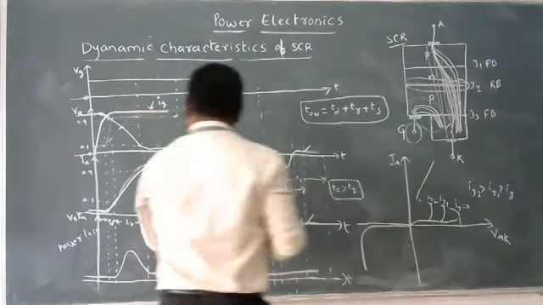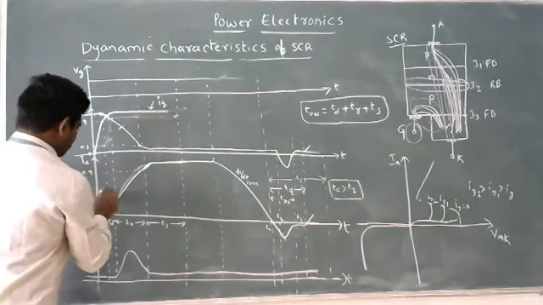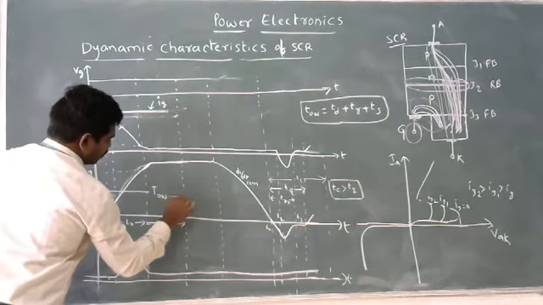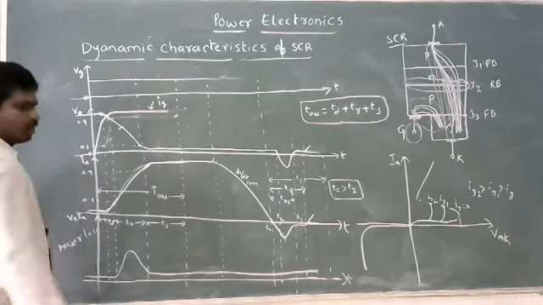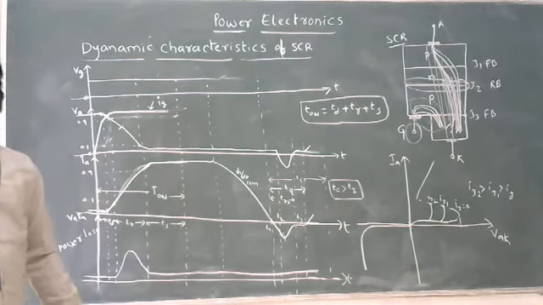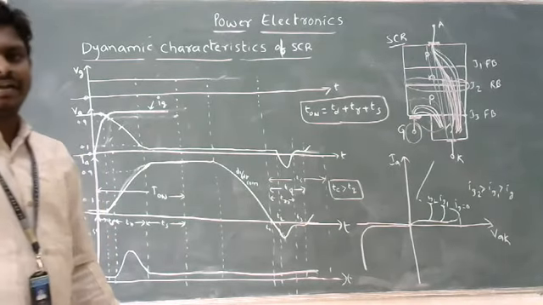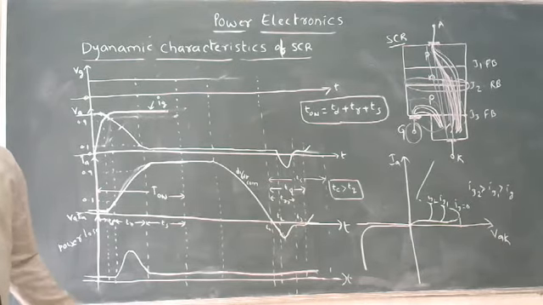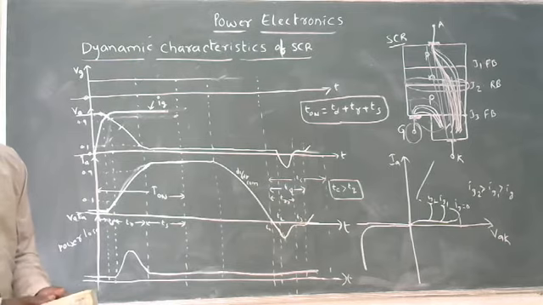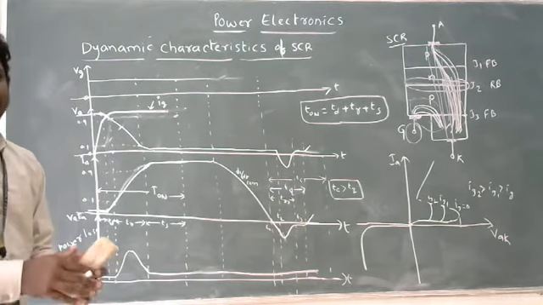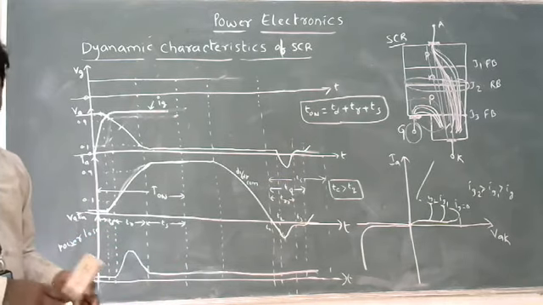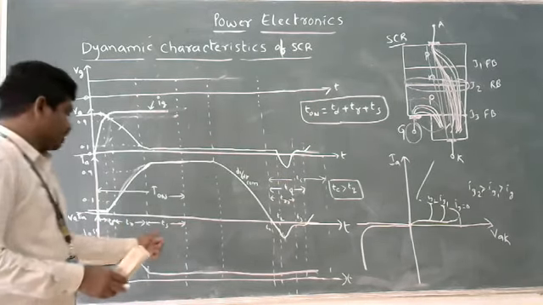So till this period, we can say this is the T-on period. The T-on period is associated with three timings. One is delay time, second one is rise time, third one is spread time. Why are we calling that spread time? Because the current flow in the device must be spread over the entire structure of the device. That's why we are calling that a spread time.